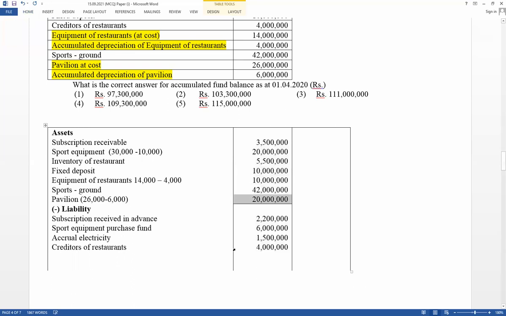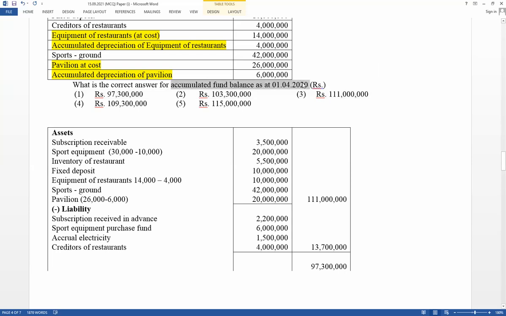Take the assets total value. This is the total value of assets. And take the liability total value also, equal to 13,700,000. Then take assets minus liability. Assets minus liability equal, this is the accumulated fund, equal to 97,300,000. Therefore, this is the accumulated fund.